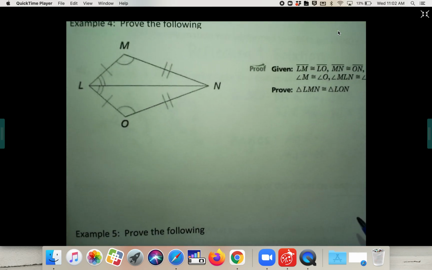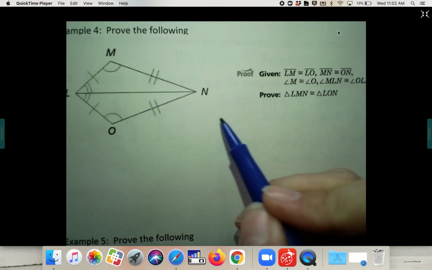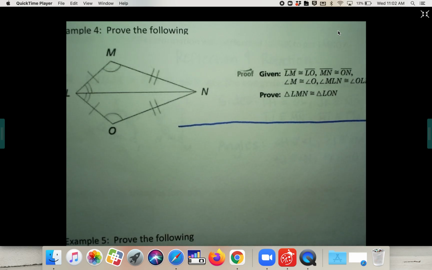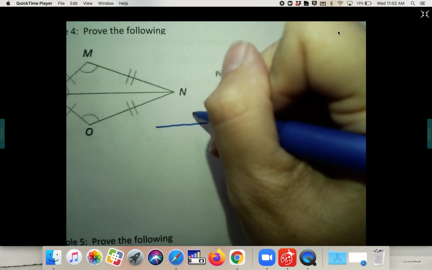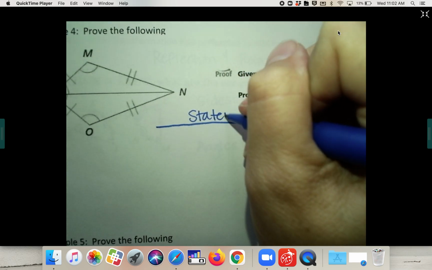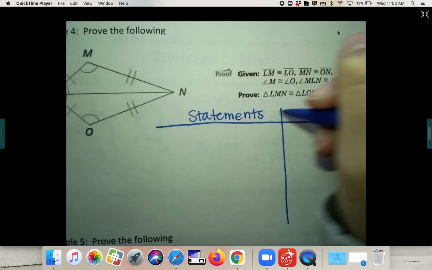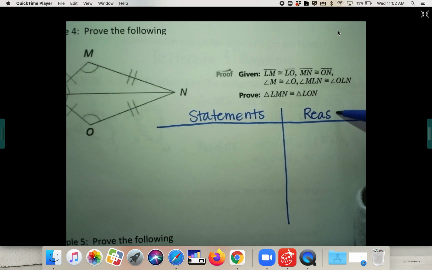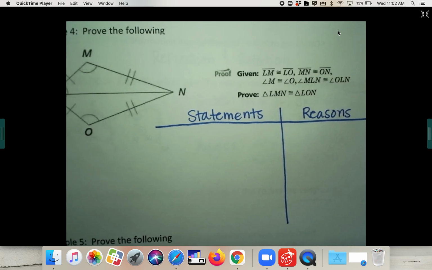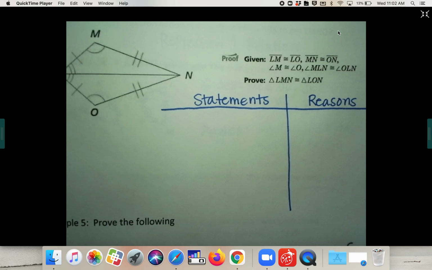Okay, let's move on and do an actual proof where we have two columns. It's been a while since we've done this, so I'm going to help you review. We're going to put statements on one side and the reasons on the other, and we're going to actually work up to triangle proofs. This is an actual triangle proof.